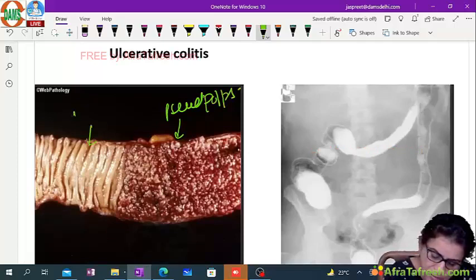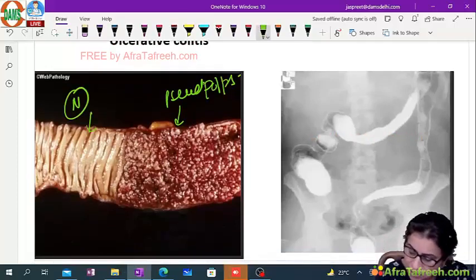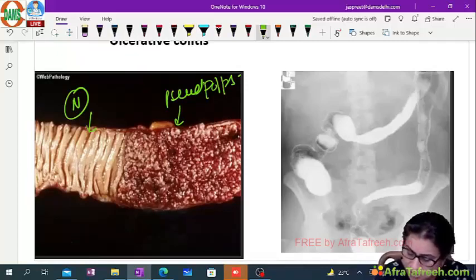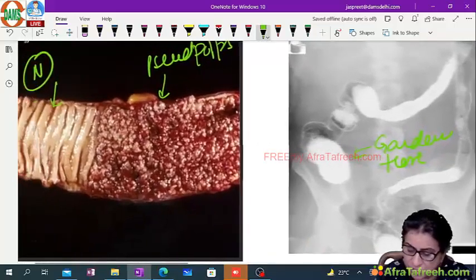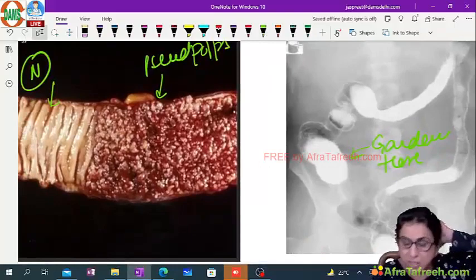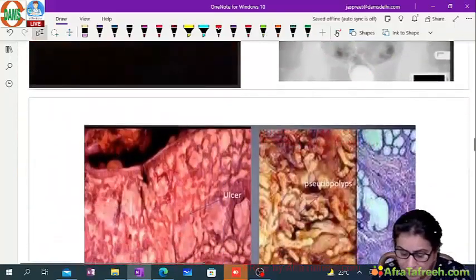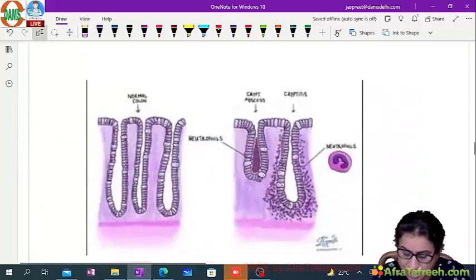And this is normal here, and you can see the pseudo polyps, and this is what we call the garden hose appearance. You are not seeing any haustrations here. So there is loss of haustrations producing garden hose appearance, also called lead pipe appearance. Again, these are ulcers and pseudo polyps in this picture.